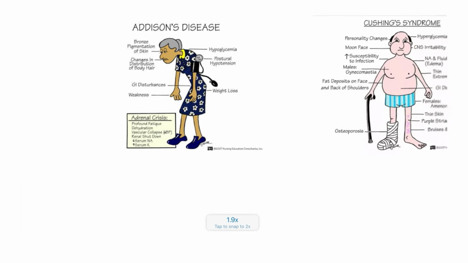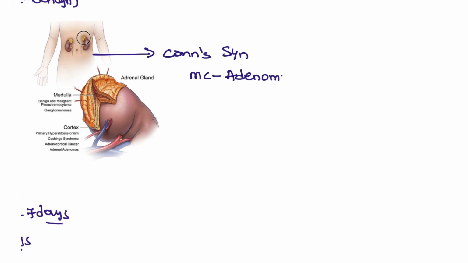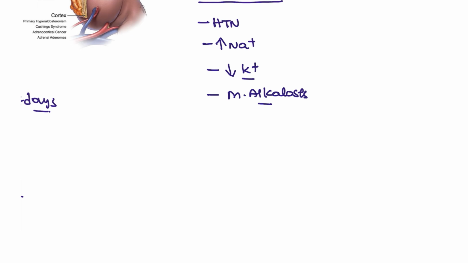Okay, next condition. So another picture that you can see, this is the picture that the patient is having the Conn's syndrome. Conn's syndrome most commonly seen with the adenoma. So those who are having the adrenal adenoma, this is seen with this condition. In the adrenal adenoma, it will increase the aldosterone activity. So if there is increased aldosterone, it can cause the hypertension, one, and it can cause the increased sodium levels, and it will decrease the potassium levels, and it will cause the metabolic alkalosis because potassium and the H plus ions are excreted from the body.